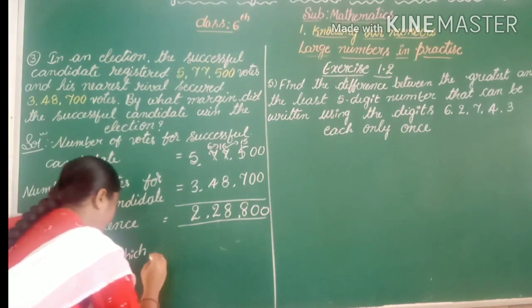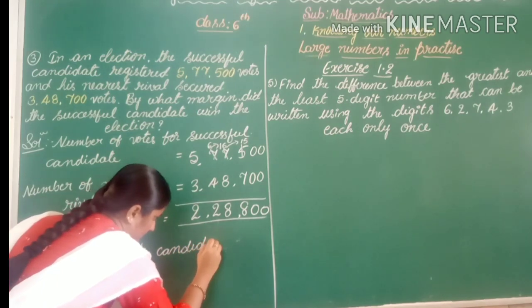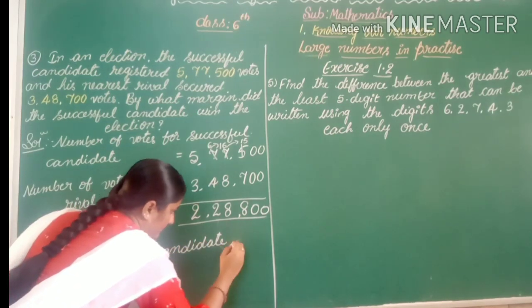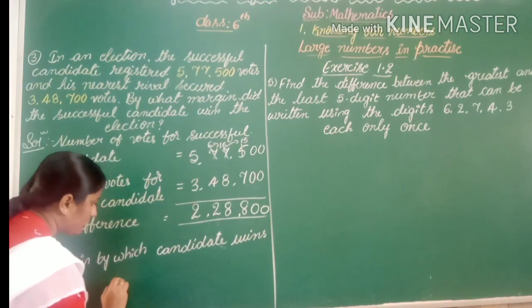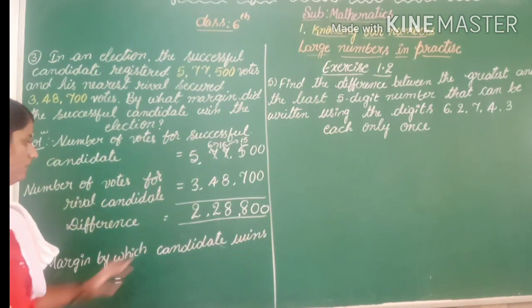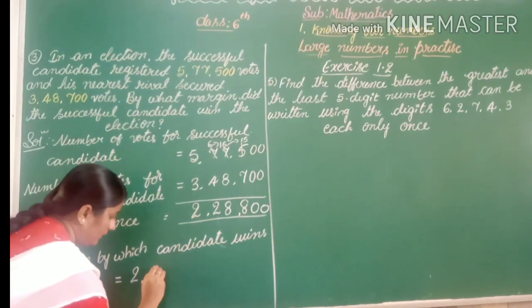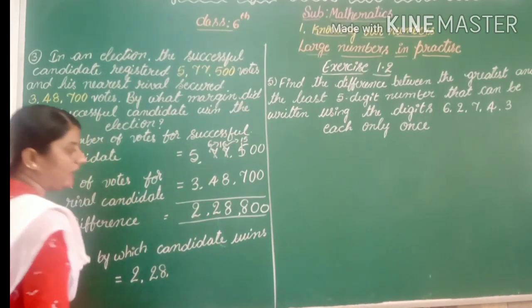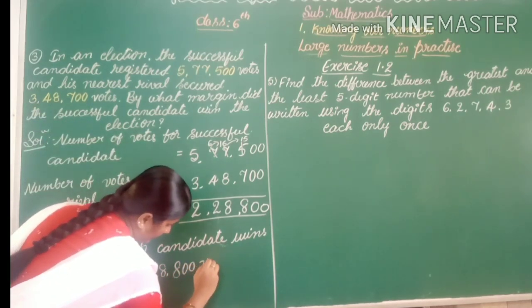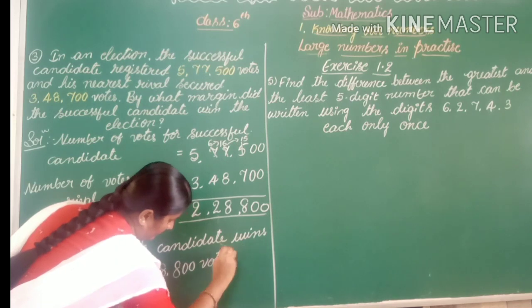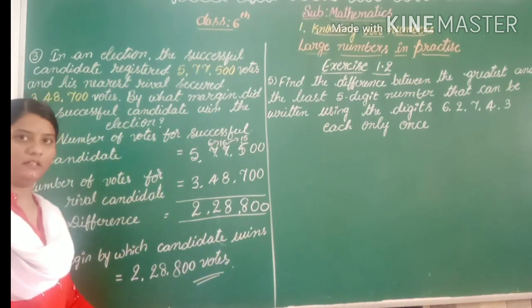Margin by which candidate wins? Which is equals to 2,28,800 votes. Okay, is it clear? Yes.